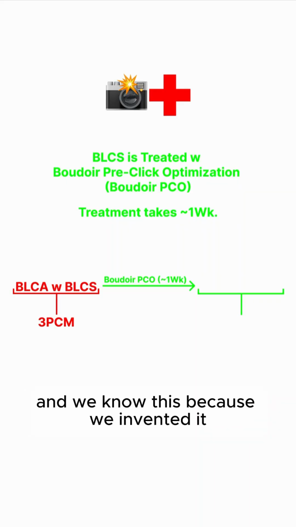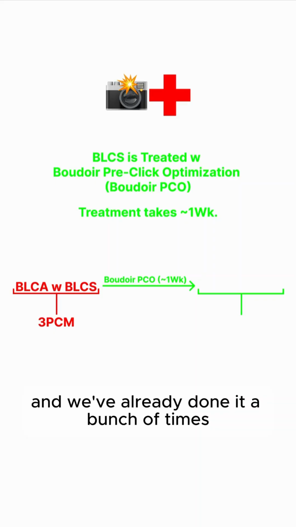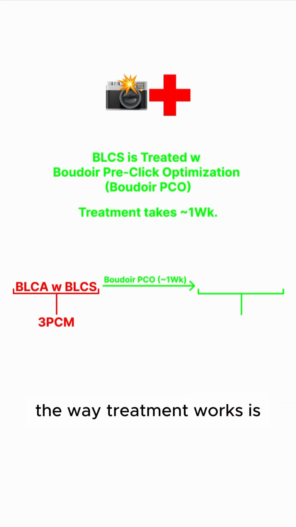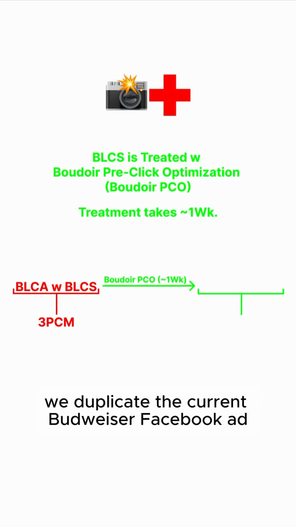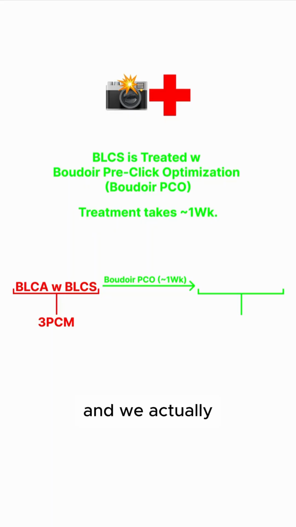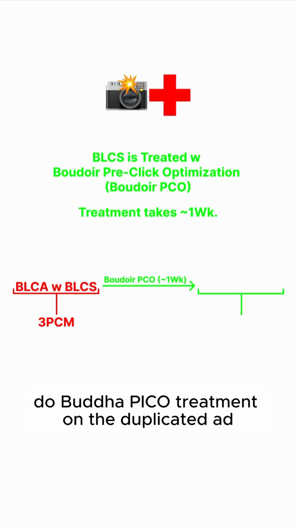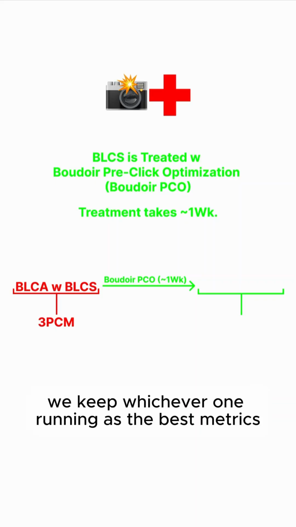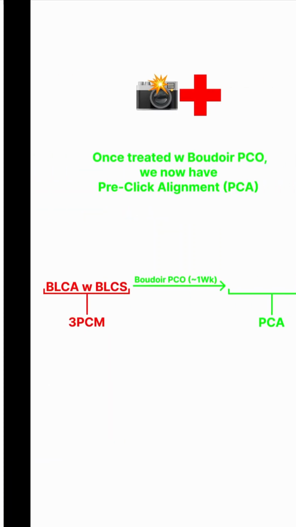And we know this because we invented it and we've already done it a bunch of times. It's worked every time. And the way treatment works is we duplicate the current Boudoir Facebook ad, and we leave the original and we actually do Boudoir Pico treatment on the duplicated ad, which takes about a week. At the end, we keep whichever one is running the best metrics.